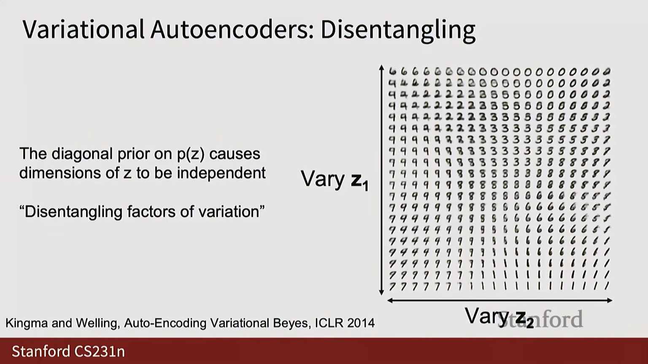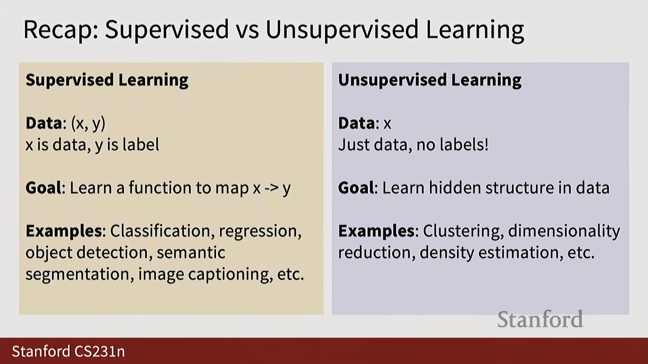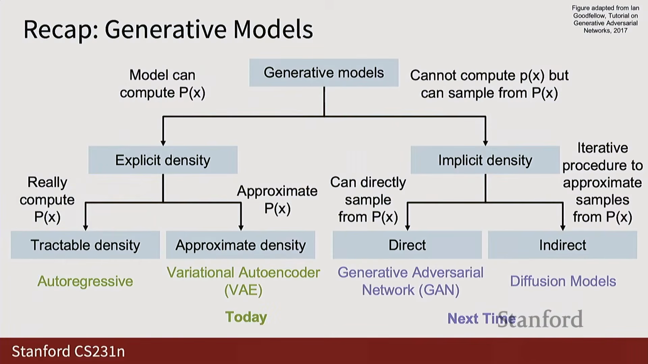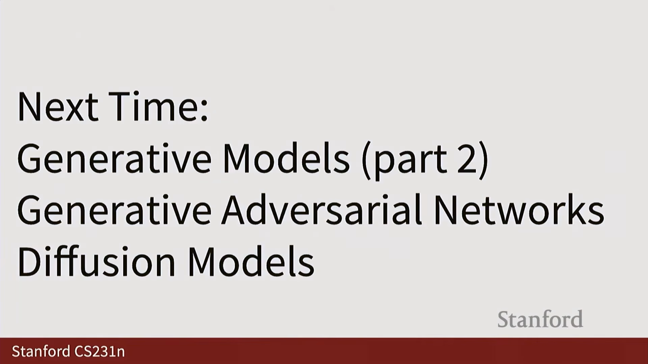So that's basically it for today. To recap, we talked about supervised versus unsupervised learning. We talked about three different flavors of generative modeling. And then we talked about one branch of this family tree of generative models. Next time we're going to come back and talk about the other half of the family tree of generative models, in particular generative adversarial networks and diffusion models.